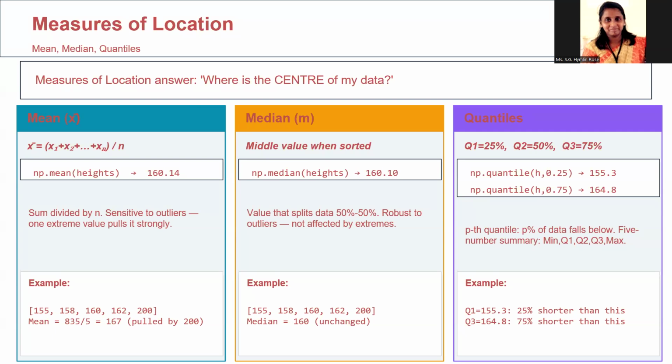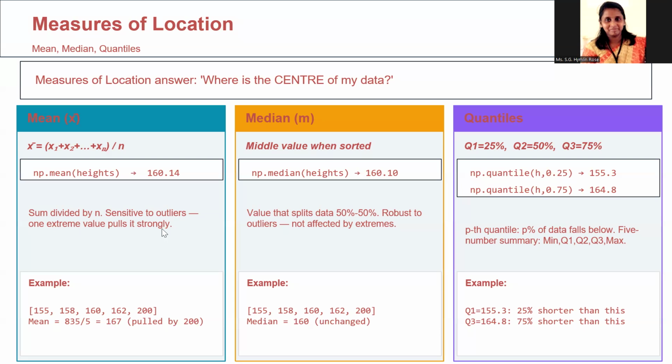What does the mean represent? As you know, it is the average of all the values. For example, with the Python syntax np.mean of heights, as we had discussed in the previous video, it is 160.14 for the heights of some women. It is the sum divided by n. It is sensitive to outliers. One extreme value pulls it strongly.